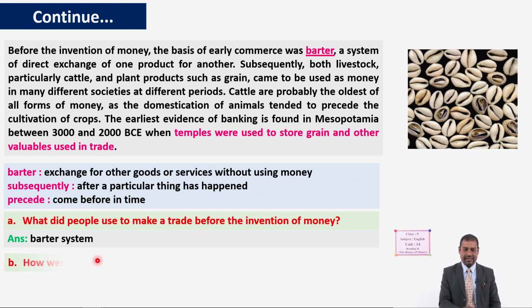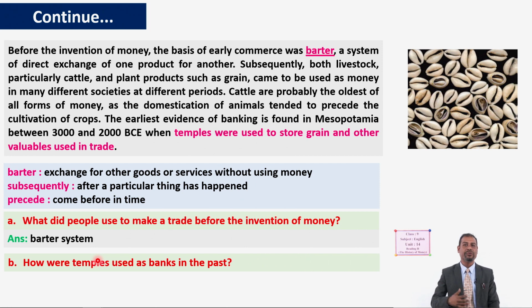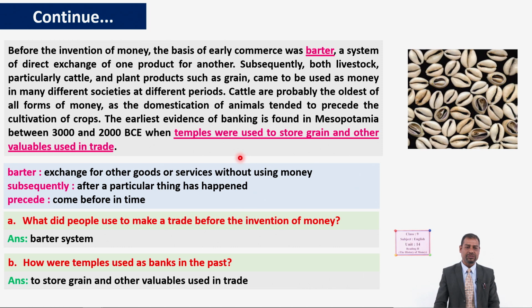Good. If so, now again I want to ask you another question, that is, how were temples used as banks in the past? Now you can find here, temples were used to store grain and other valuables used in trade. So your answer should be from here. You can find this information in this line. Okay, so what is your answer now? See, you can find from there, to store grain and other valuables used in trade. This is how the temples were used.